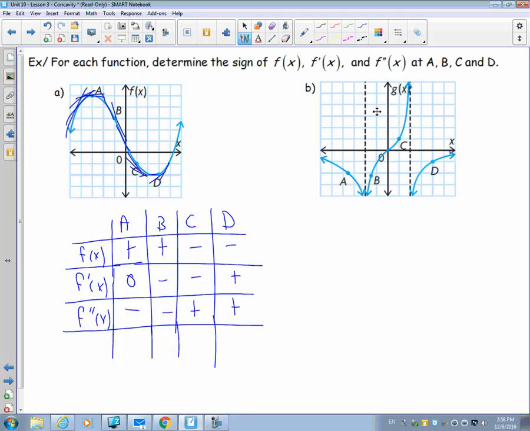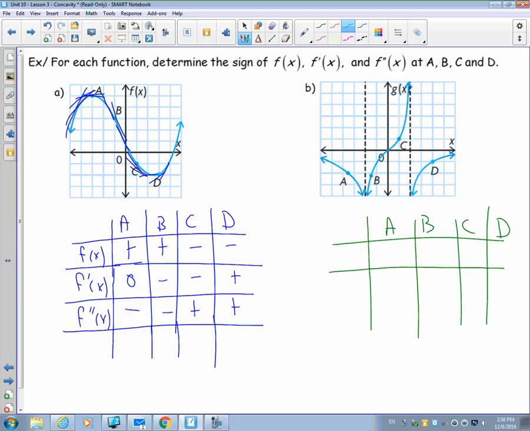The same idea, so you make a chart. So A, B, C, D, function, derivative, second derivative. Okay, what do we see at A? Let's do all the function values first. So A is a negative, B is a negative, C is a positive, D is a negative. Okay, first derivative. What's happening with A? It's going down. B is going up, C is going up, and D is going up.